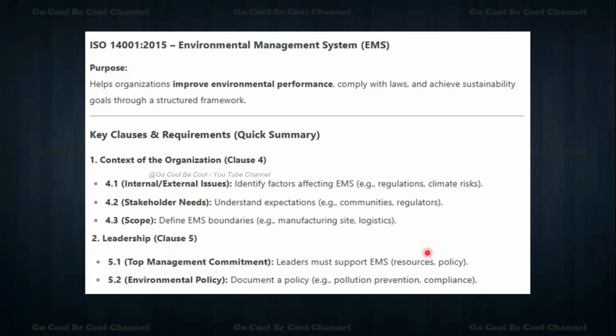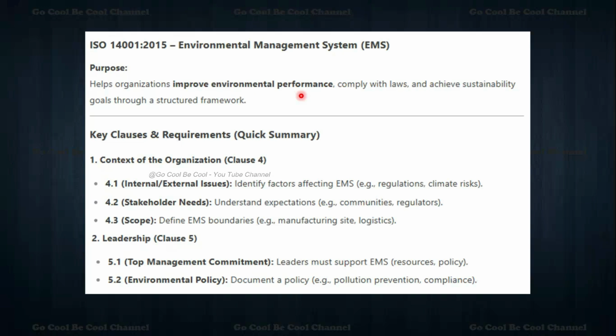First of all, the purpose is to help organizations improve environmental performance, comply with laws, and achieve sustainability goals through a structured framework. So these are the key clauses and requirements we have to talk about for ISO 14K.